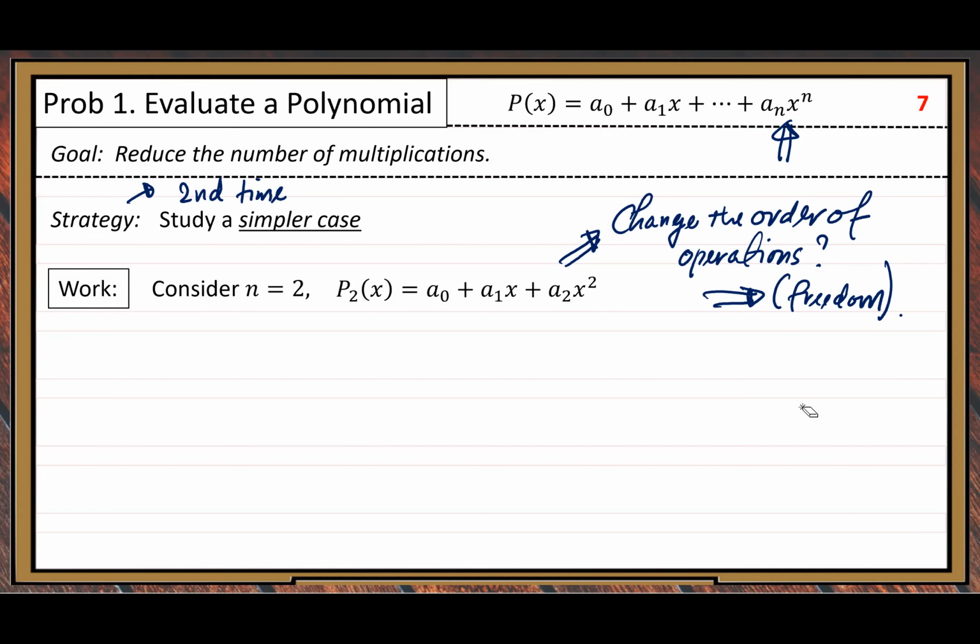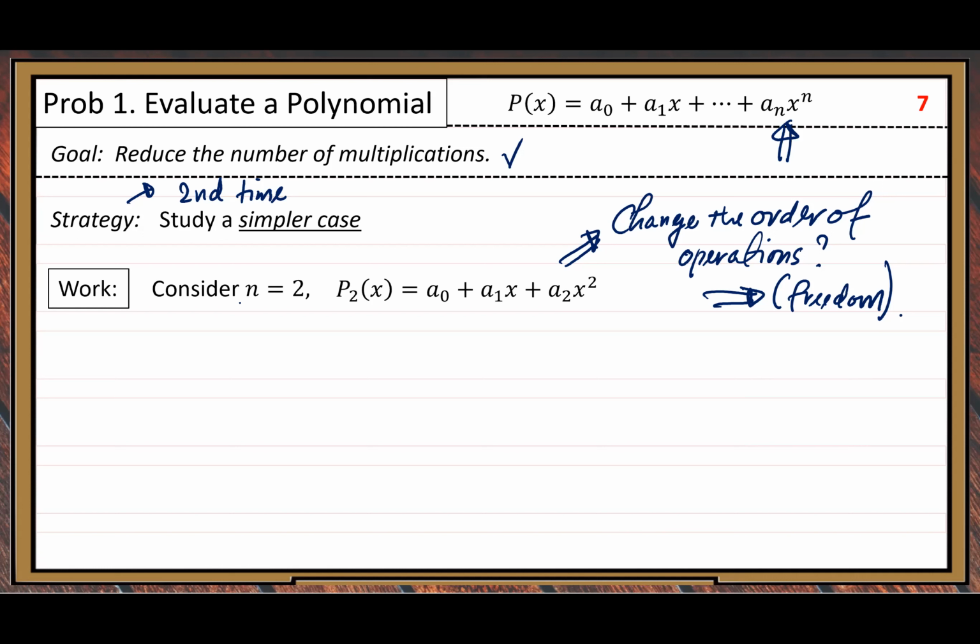For this part a little bit. Now our goal: reduce the number of multiplications to evaluate this polynomial. At this point, it's not easy to find a way to do the reduction. So we take this strategy: study a simpler case.